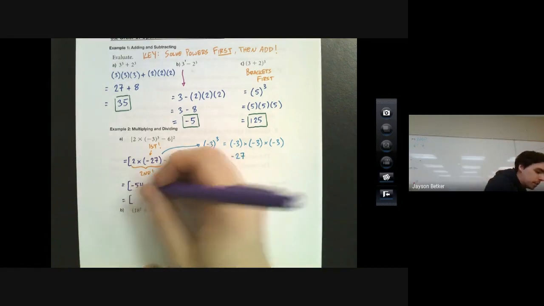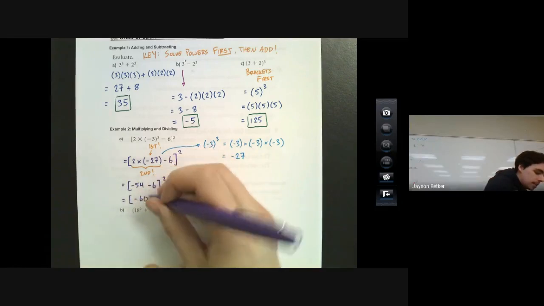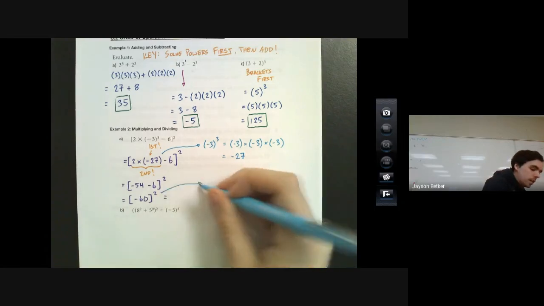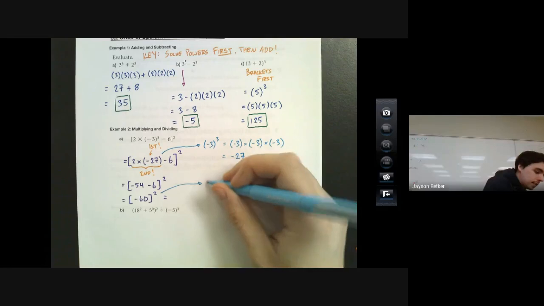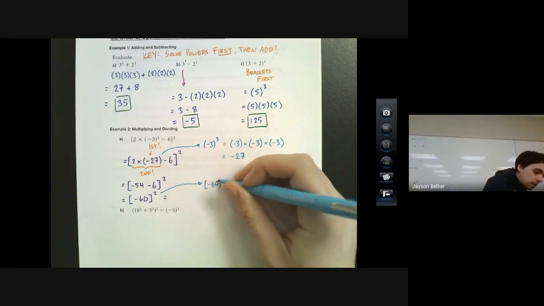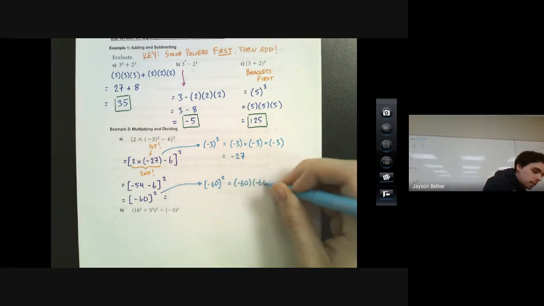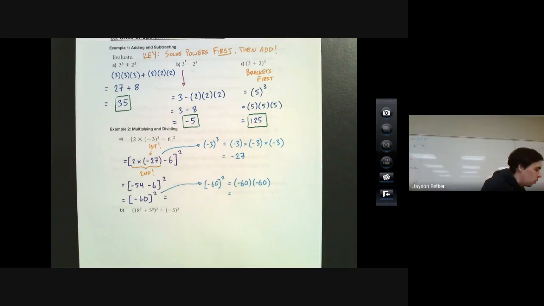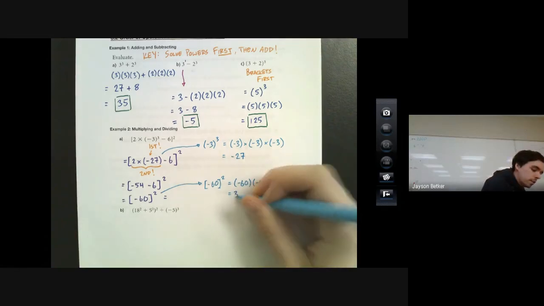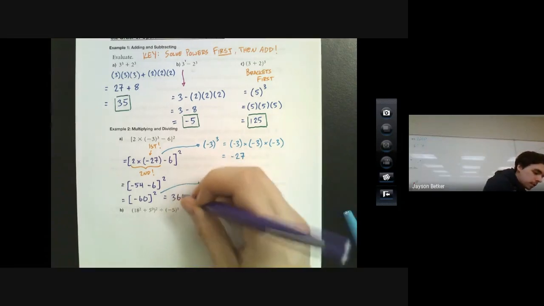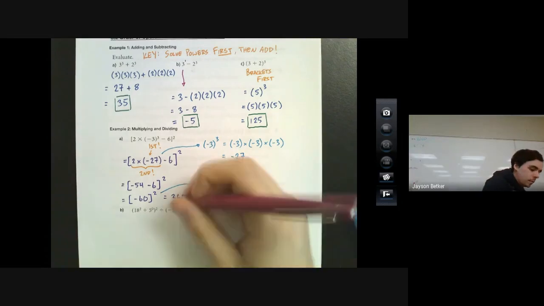We still have to deal inside of the brackets here. Negative 60 squared is basically just saying negative 60 times negative 60. Plug that into your calculators or do the mental math. You should get 3,600. So that's your answer. Positive 3,600 after all that. Okay.